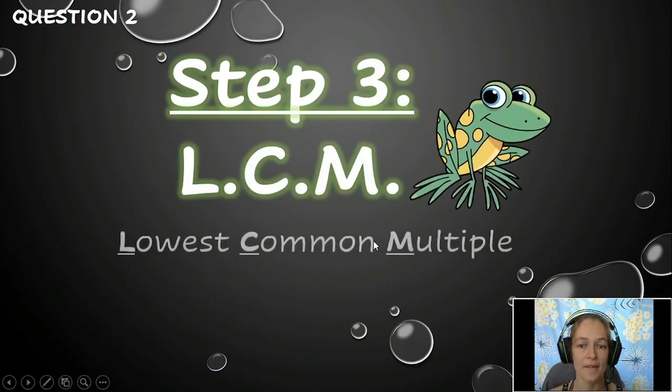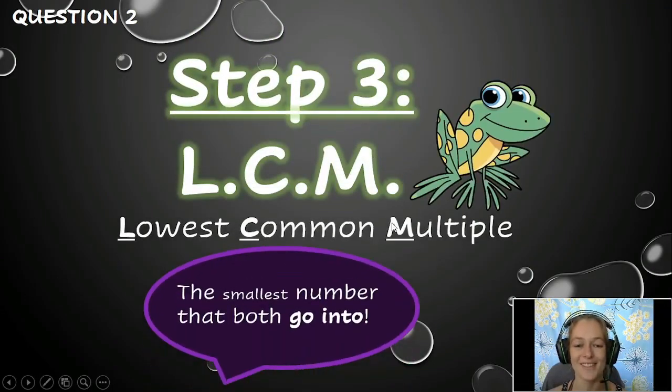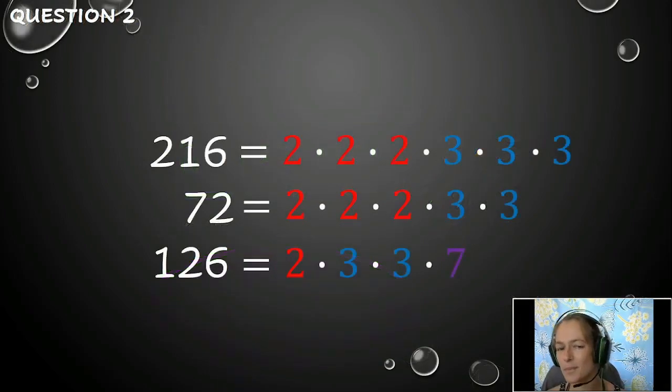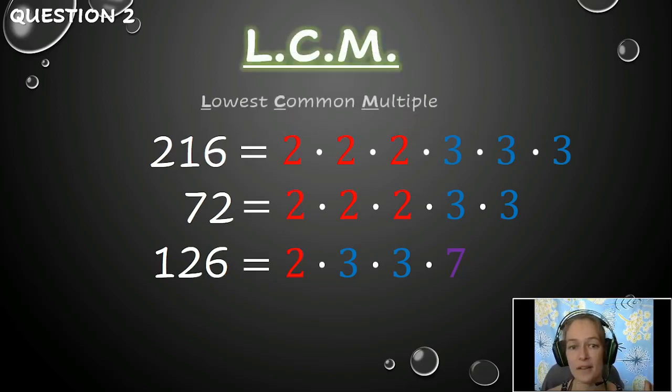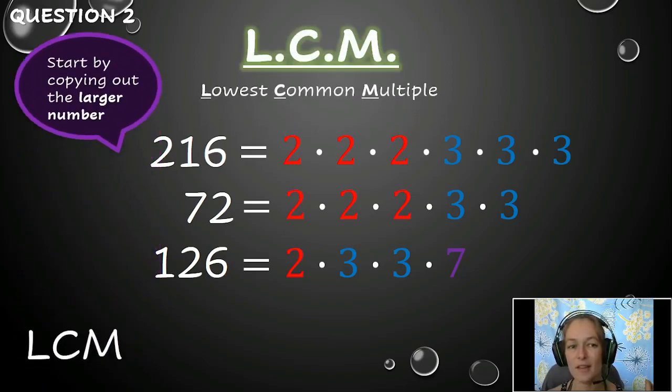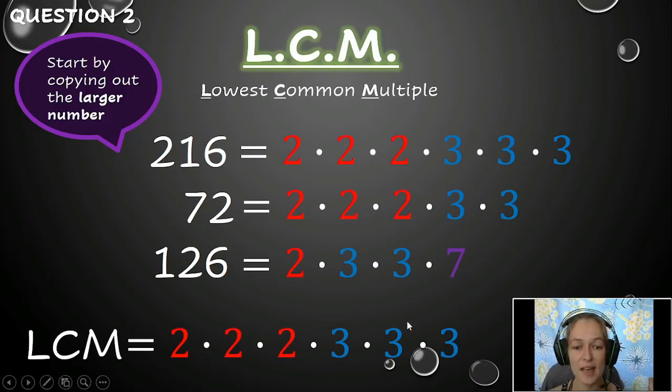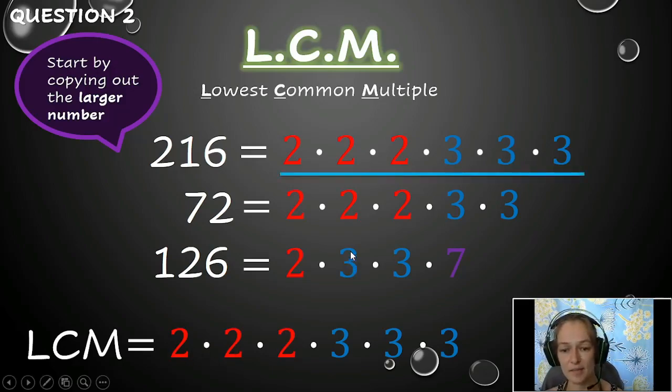Okay. LCM, your favorites. The smallest number that both go into. And this time it's not actually both, but all. I should have changed that. So remember, we start with the larger number, or the largest number in this case. So we're going to go with 216 and just write that out as it is.